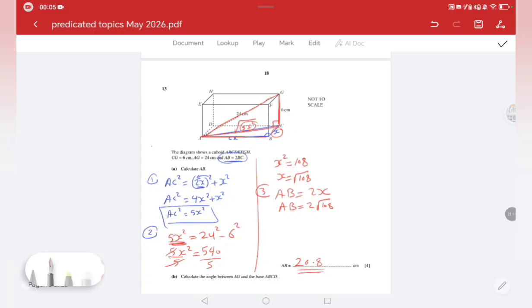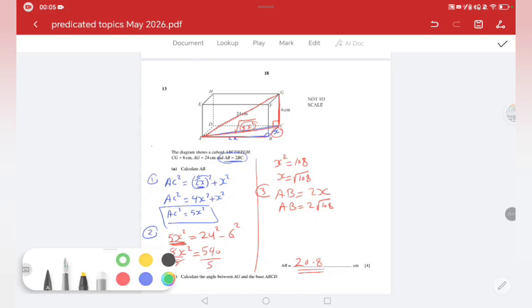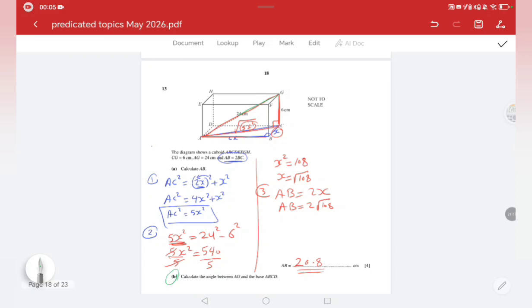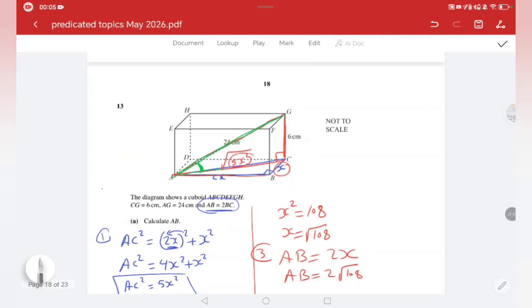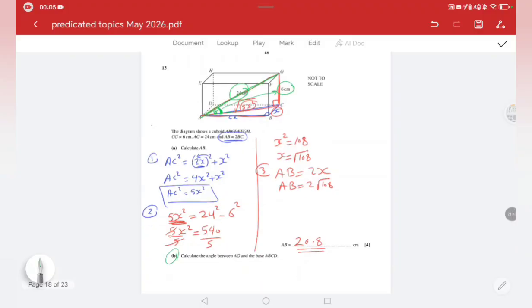Next one, we need to find the angle. In this question, we need to find the angle between AG, so this one, and the base. It means this one. Take care that this is the angle between AG and the diagonal of the base. Let's call this angle Y. So what we have there is the opposite, and not the adjacent, the hypotenuse.